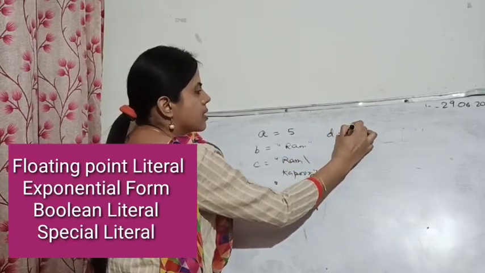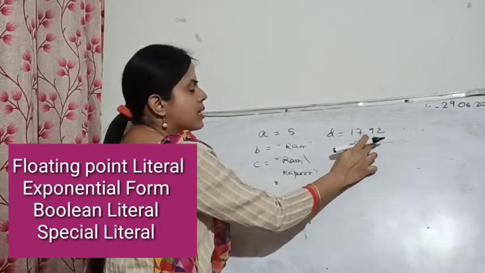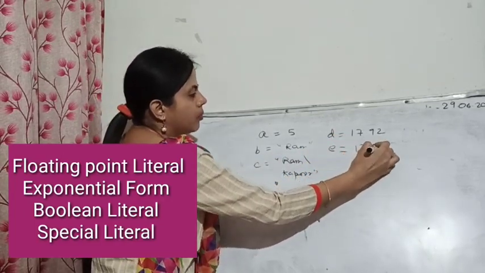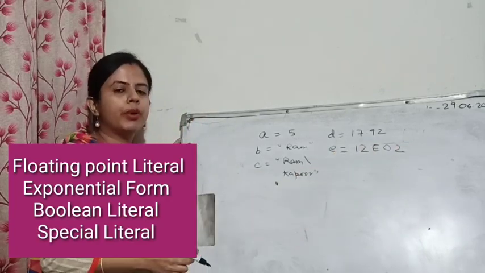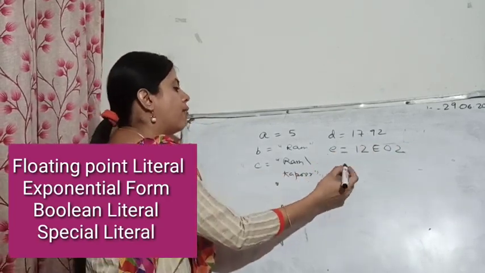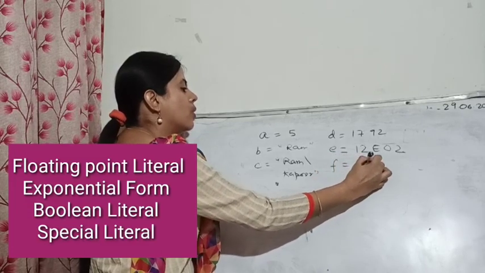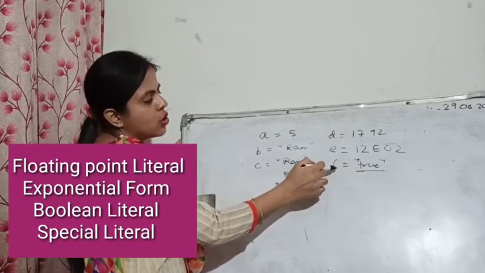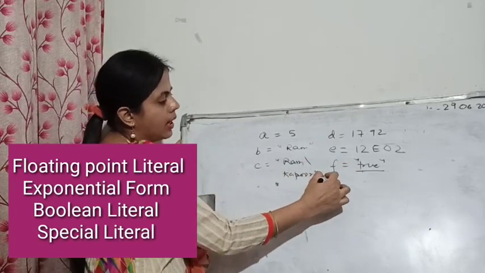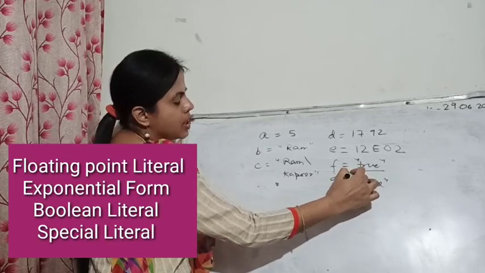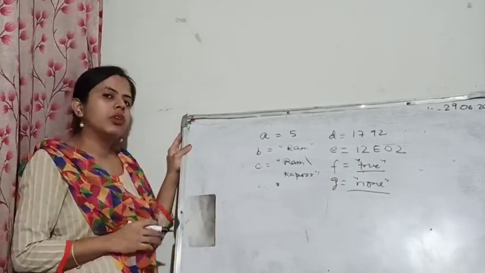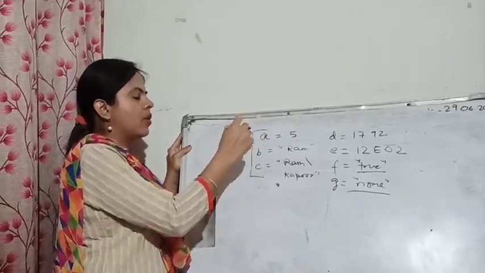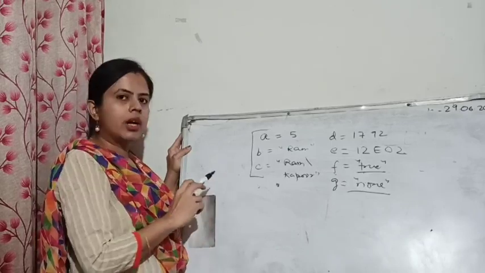If I have written like this, you can say that it is a floating point literal. If I have written like this, you can say that it is the exponent form of the literal. Now suppose I have written like this, so you can say that it is a Boolean literal value which is stored in f. And if I have written like this, then you can say that it is the special literal None. So now students, you can easily identify the kind of literal values which are stored in these identifiers. I hope you are understanding this.